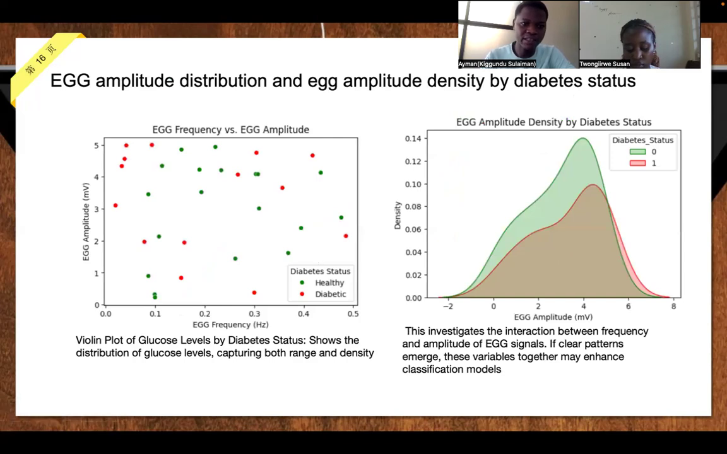Lastly, we have the EGG frequency and EGG amplitude. So this is the EGG amplitude against the frequency. Then the next one, we have EGG amplitude density by diabetes status. This investigates the interaction between frequency and amplitude of EGG signals. If clear patterns emerge, these variables together may enhance the classification models.